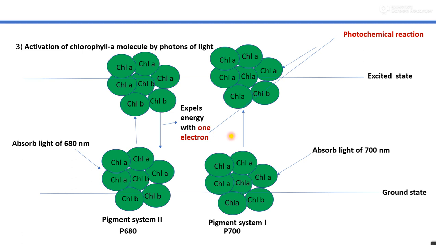So this expelled electron takes part in electron transport chain in chloroplast. So regarding electron transport chain, I will explain it in the latter part of my presentation. So this electron transport chain generally helps in the formation of NADPH and ATP, which is also considered as the assimilatory power.